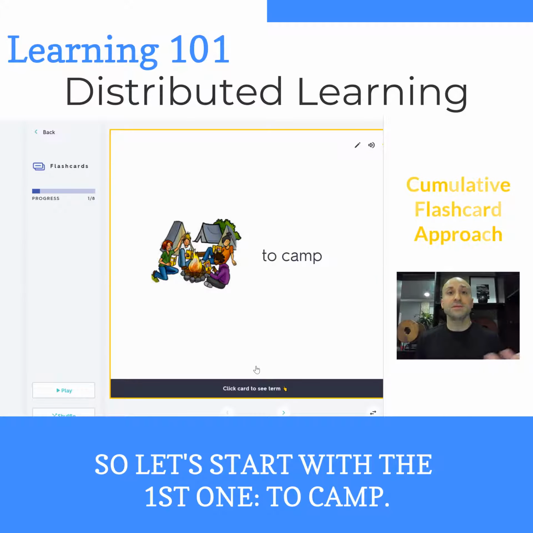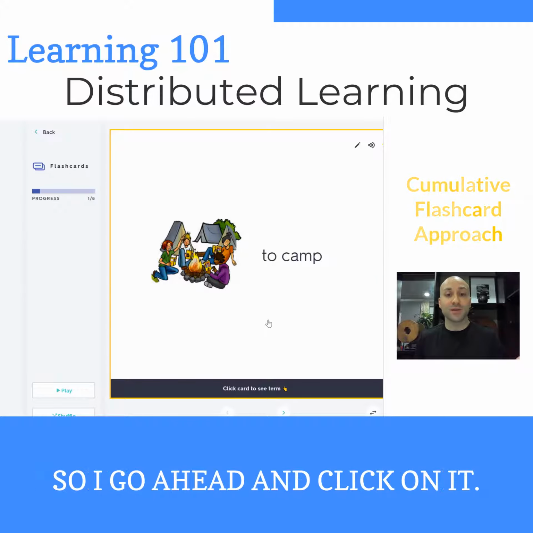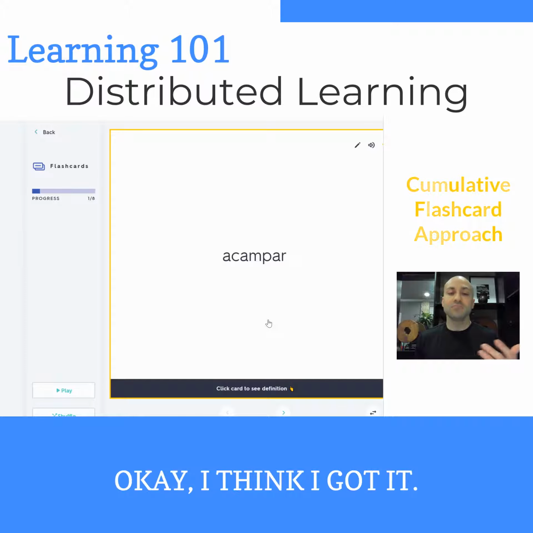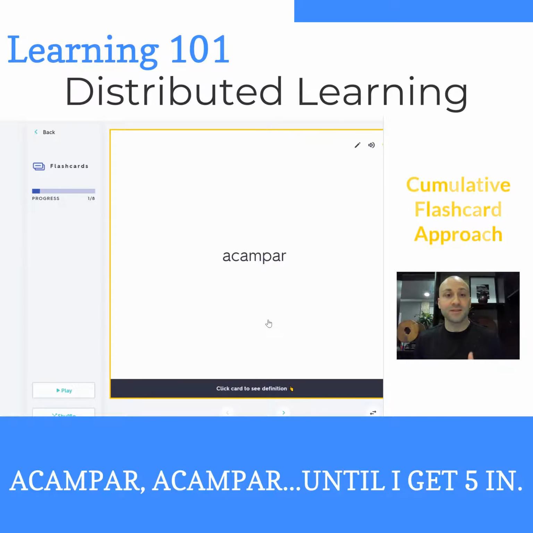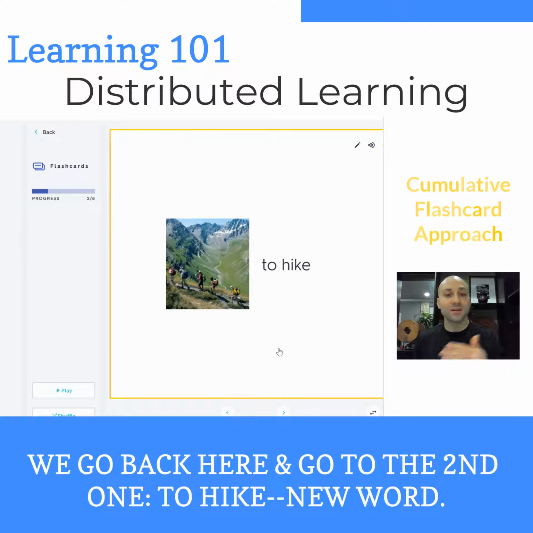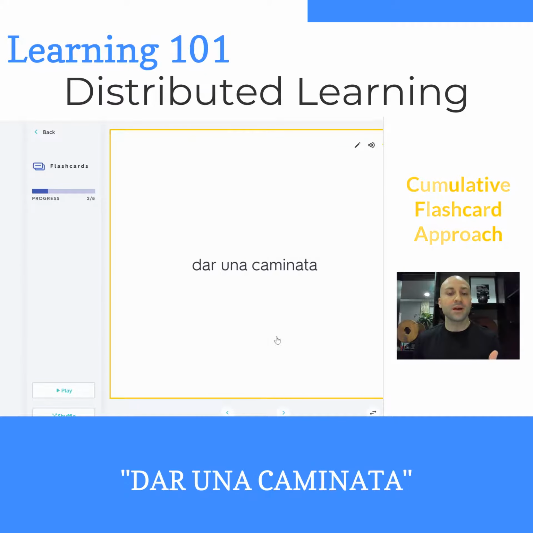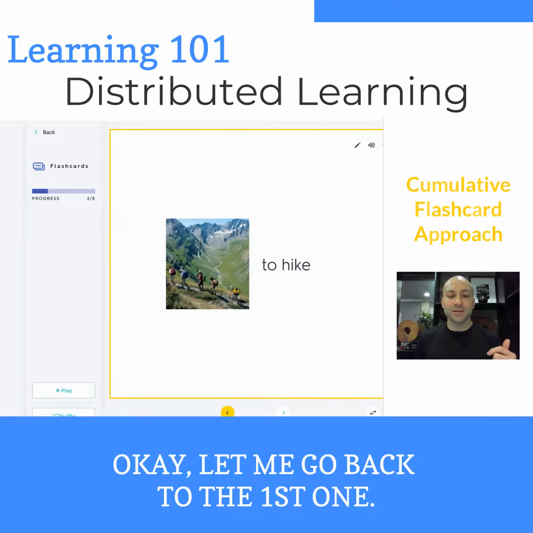So let's start with the first one, to camp. I don't know it, it's new vocab, so I go ahead and click on it. Acampar. Okay, I think I got it. I'll say it 5 times to myself. Acampar, acampar, until I get 5 in. We go back here, go to the second one. To hike. New word, dar una caminata. Okay, let me go back to the first one.